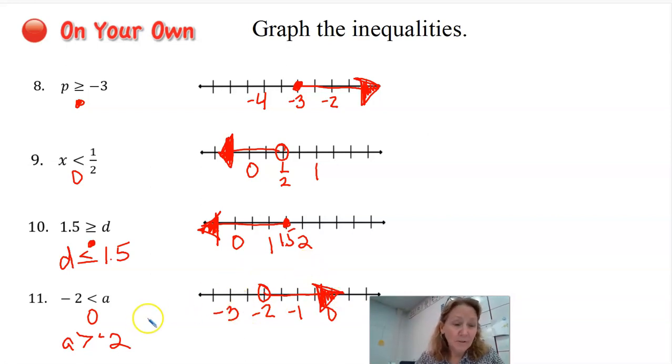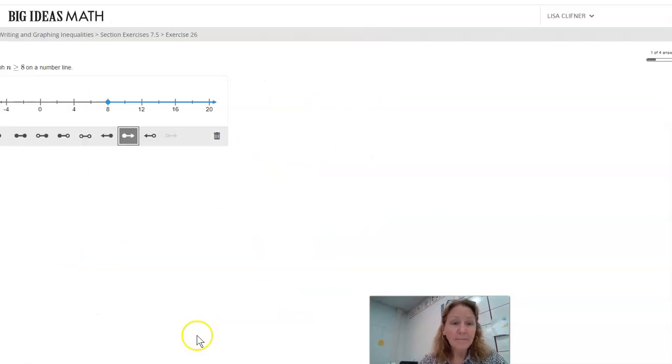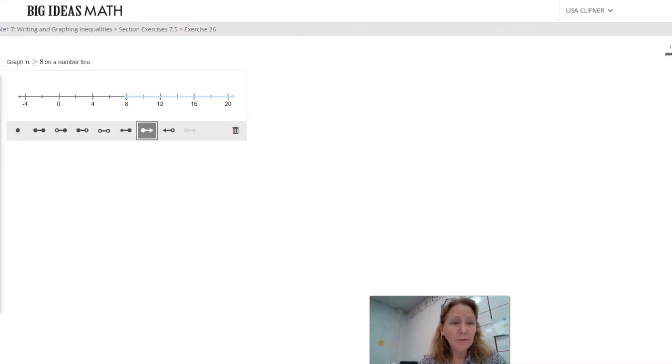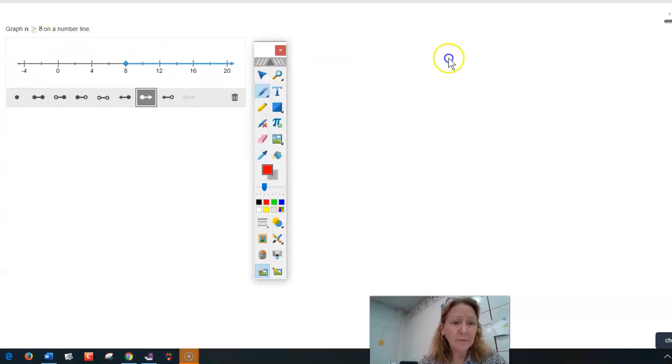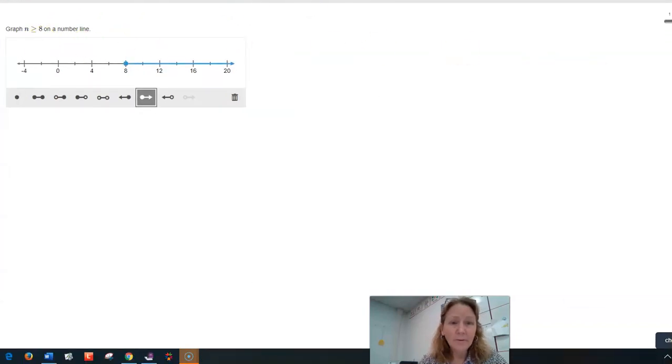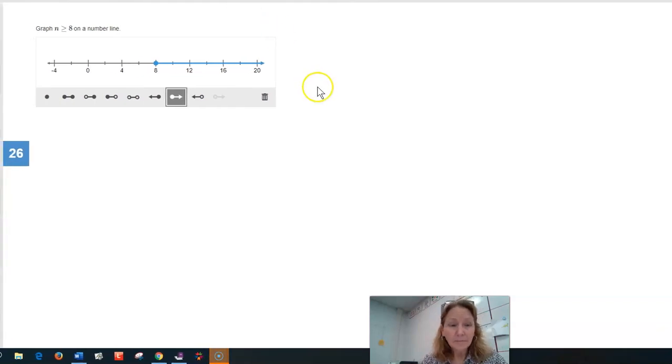Okay, last thing I want to show you is how to do the homework. Okay, if you're doing the Big Ideas Math, here is, let me move the window open a little bit. Okay, so here is example, this is number 26. I'm just going to move over the frame. Okay, so notice that the inequality that you are graphing is n is greater than or equal to 8. And notice these are the different symbols that you have down here. So notice that if I would just want to put a dot, I click on that, I can put a dot.